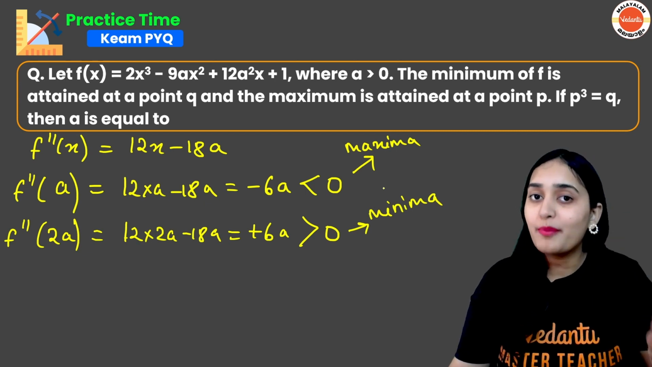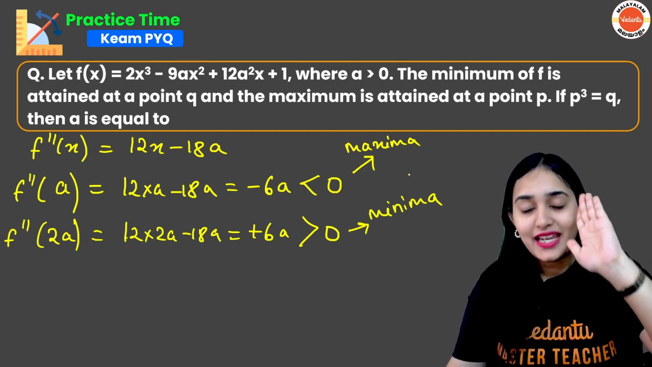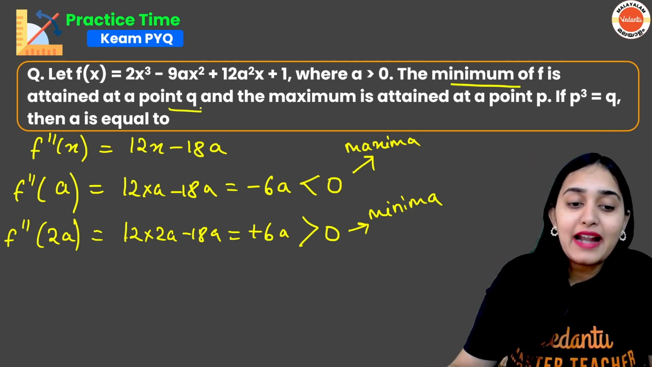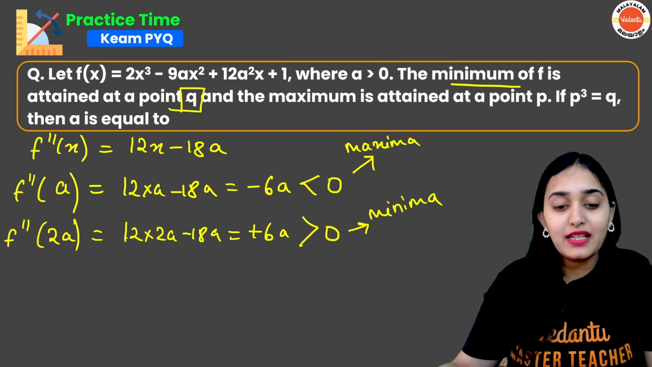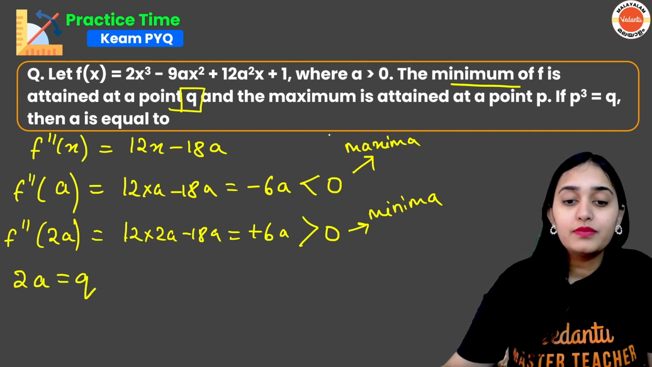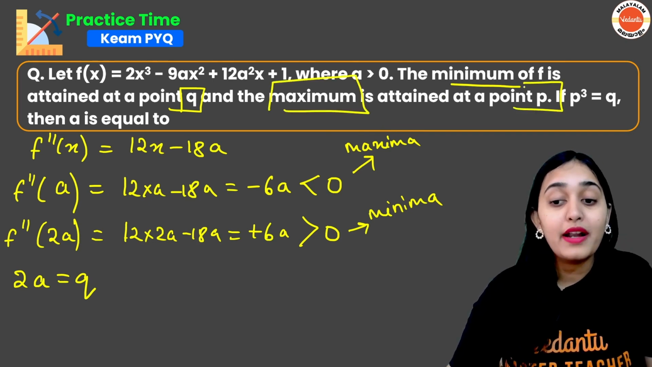Now I have got maxima, I have got minima, but in the question they have given that minima is at point Q. That means 2a is equal to Q. Next they have given that maxima is at point P.